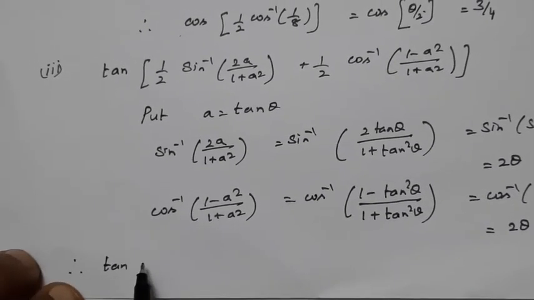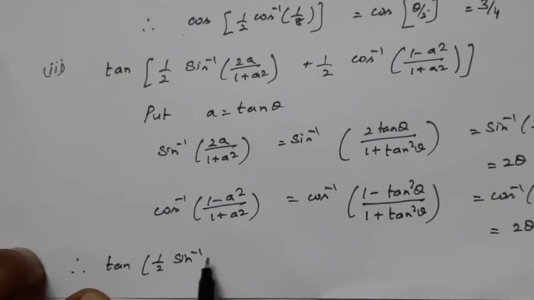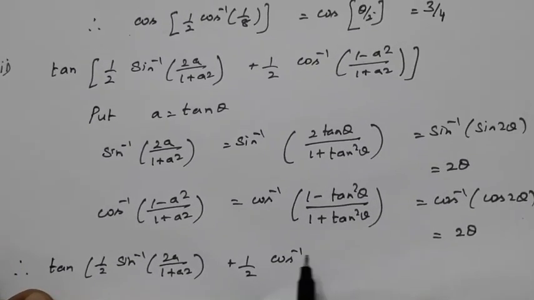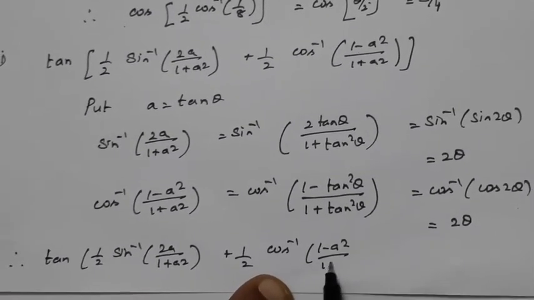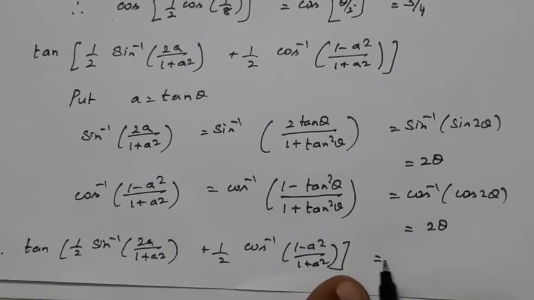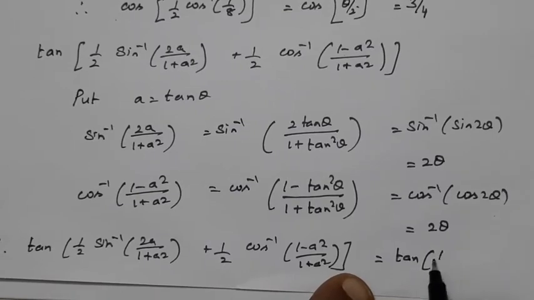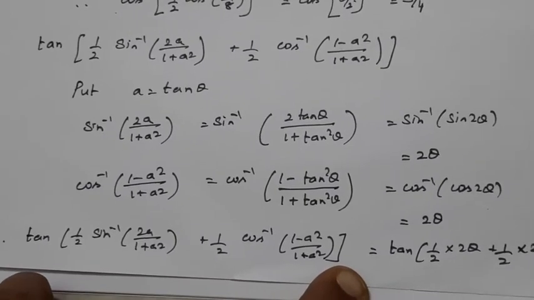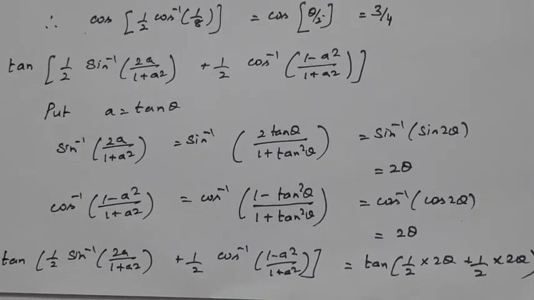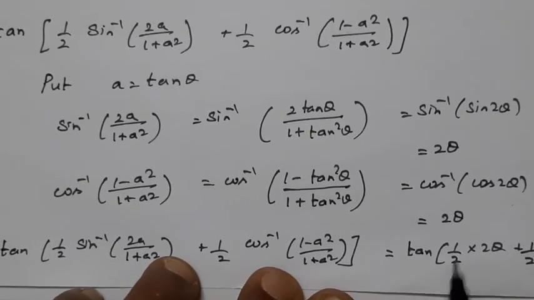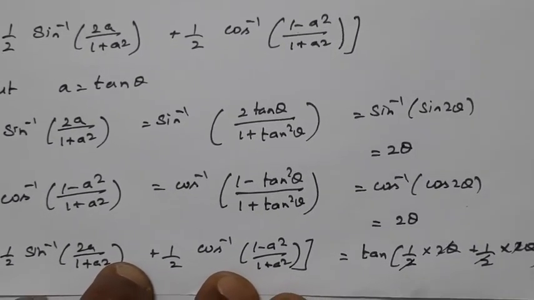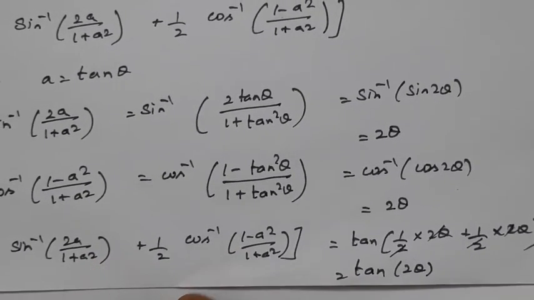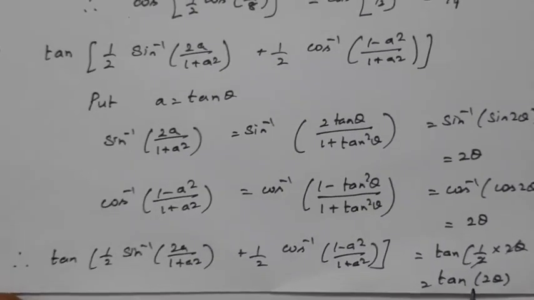therefore, this given one, tan of half into sin inverse of 2a by 1 plus a squared plus 1 by 2 into cos inverse of 1 minus a squared by 1 plus a squared is equal to tan of half into, what is this one? 2 theta. So, 2 theta plus half into, this is also equal to 2 theta. So, cancelling this 2 and 2, theta plus theta will be equal to 2 theta, tan 2 theta. Okay. So, what happened to this? This is equal to tan 2 theta.